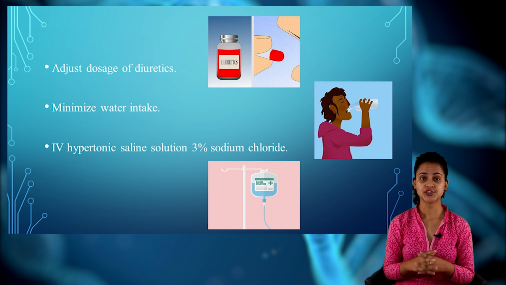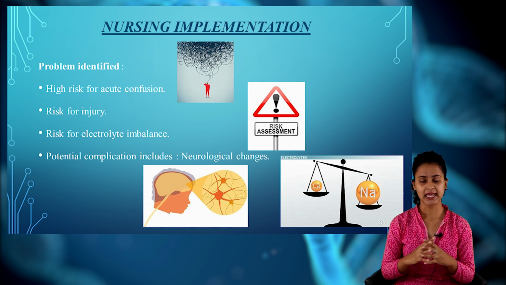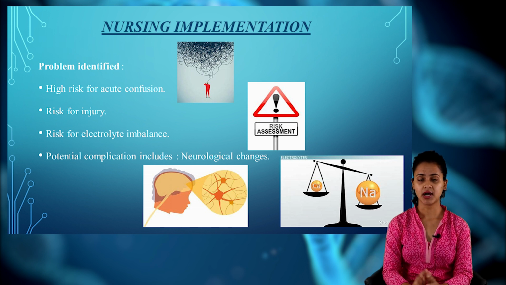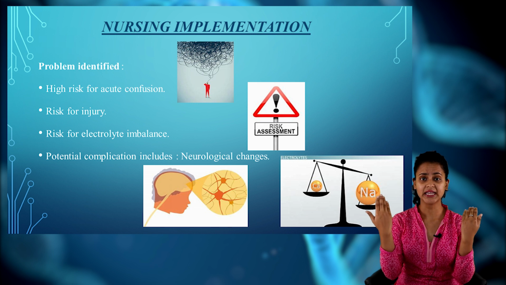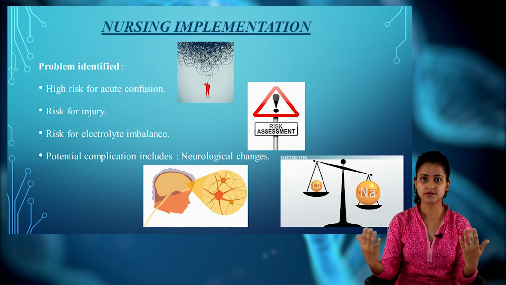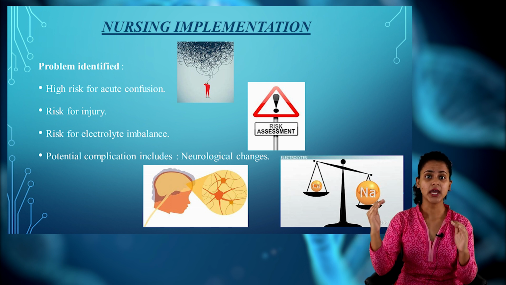Now, the nursing implementations. Definitely the nurses have a very important role here. So the first role is to identify the problem that is present for the individual. Depending on that, the nurse is going to formulate the nursing care plan in order to promote a healthy lifestyle for a client with hyponatremia. Definitely here a client will be at very high risk of acute confusion. Even as the client is having seizures, tremors, or can go into a comatose state, they will have increased chances of injury.